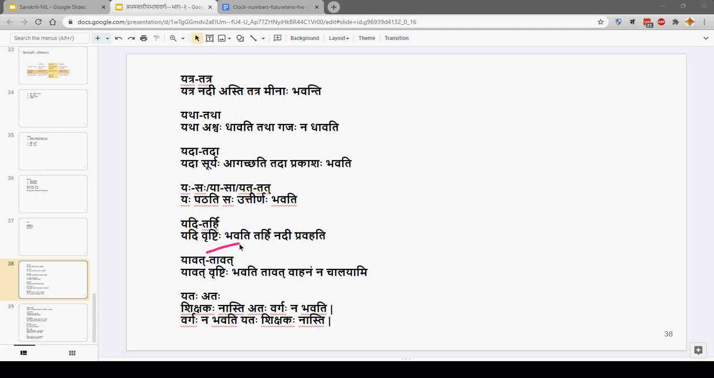So here when you want to use this yavat tavat in the sense of not comparing, just like as long as, until, so just use paryantam, add paryantam here. Yavat paryantam rushti bhavati means until the rain falls, then tavat paryantam, until that time I am not going to drive the vehicle. Yeah, so these are different words which are shown here.